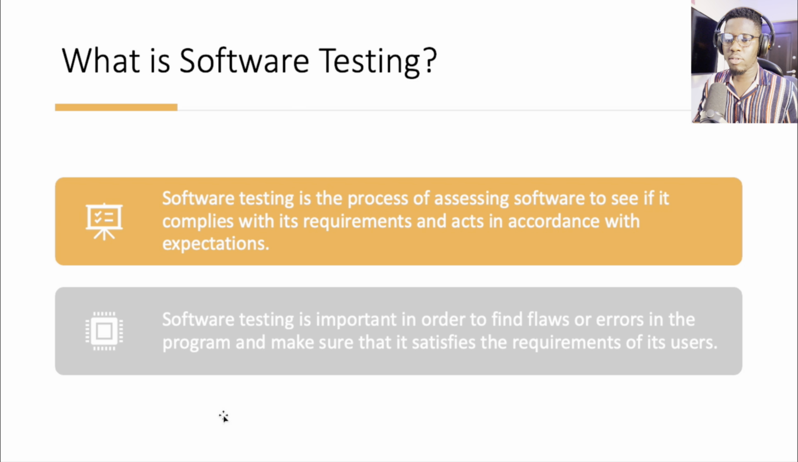So basically, as a software tester, your job is to make sure that a software system meets both its functional and non-functional requirements. And why is software testing important? Software testing is important in order to find flaws or errors in a software program and to make sure that it satisfies the requirements of its users.